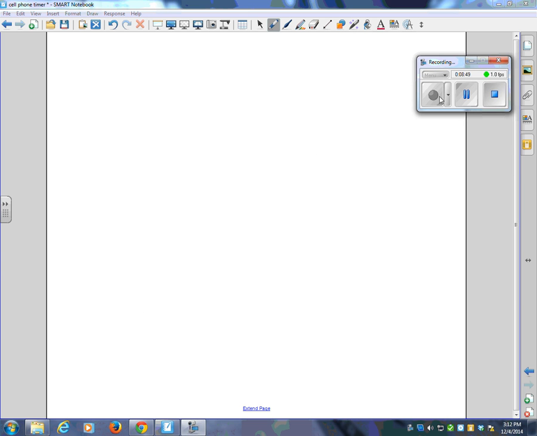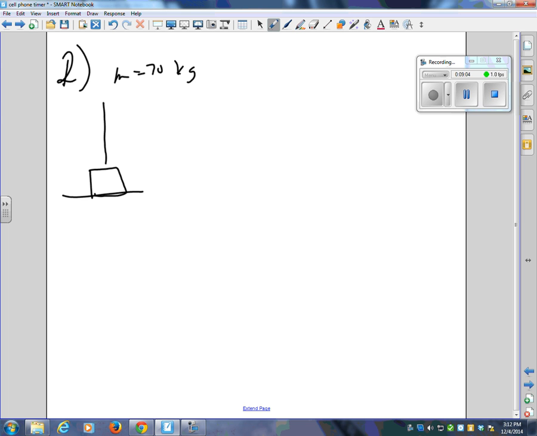Okay, so question number 2. 70 kilograms is our mass. And he's slowing down as he approaches the ground floor. So here's the elevator, near the bottom, right? And as he's slowing down, get to the bottom, what happens? You feel heavier.